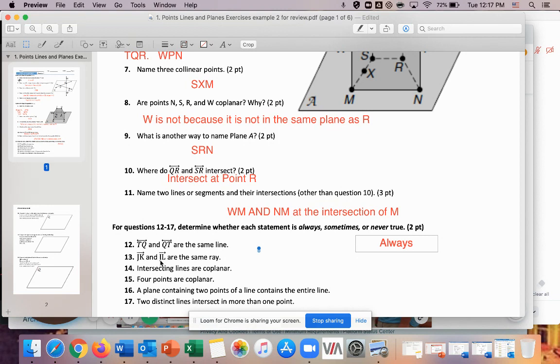Oh, and here we have one. JK and JL are the same ray, and that is true. That is always true, right? Because they have the same endpoint and they go on forever.